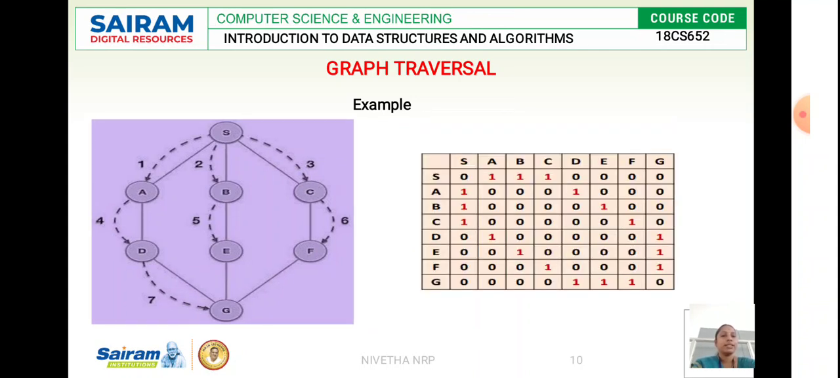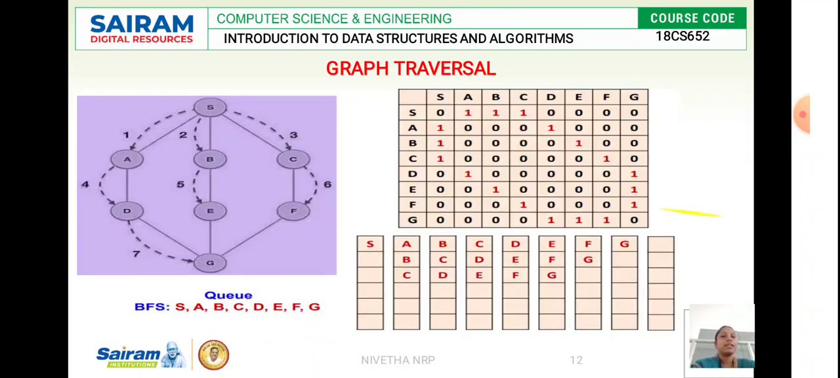So when we draw the adjacency matrix, this is the matrix table we'll be getting. Since it is of G, we have an 8 by 8 matrix, and wherever there is an outgoing edge, we'll be marking 1, and wherever we don't have an edge, we'll be marking 0. So the final traversal we'll be having is S, A, B, C, D, E, F, and finally G.